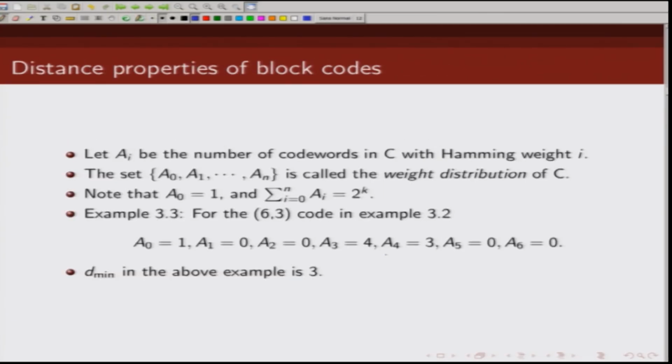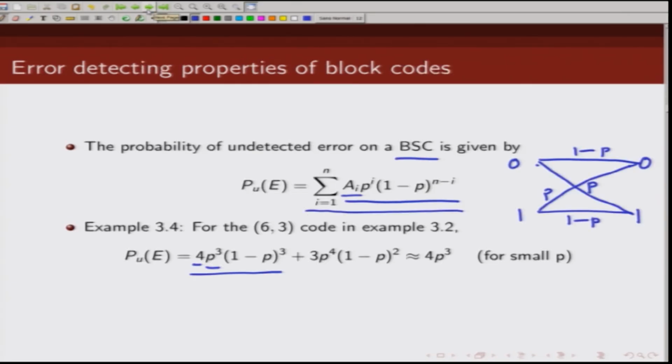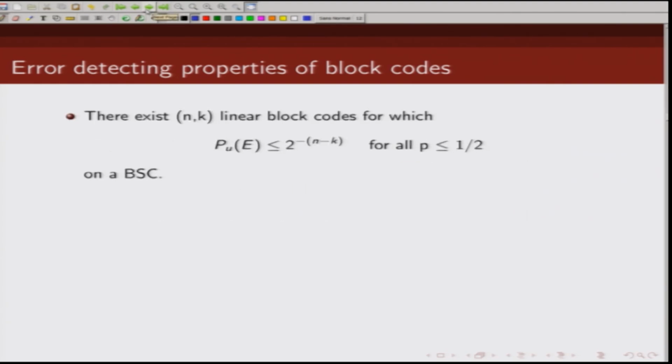corresponding to these code words is given. So, there are 3 code words of weight 4, probability of 4 bits getting flipped is p raised to power 4, and probability of the other 2 bits not getting flipped is 1 minus p whole square. And since p is typically small, I can approximate this undetected error probability as 4 times p cubed, because this will be close to 1, and since p is a small number, p raised to power 4 will be a small number. So, this will be roughly equal to 4 into p raised to power 3. This is for the case when p is small.